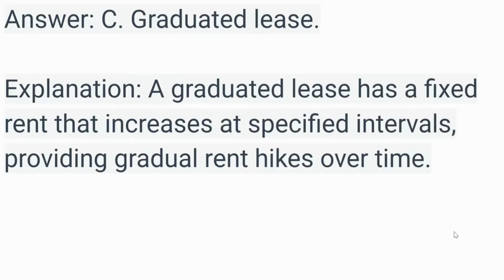C, graduated lease. A graduated lease has a fixed rent that increases at specified intervals, providing gradual rent hikes over time.